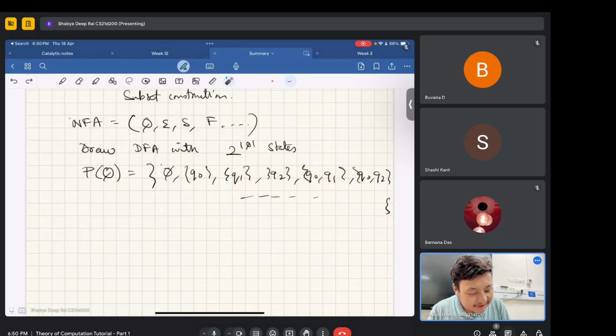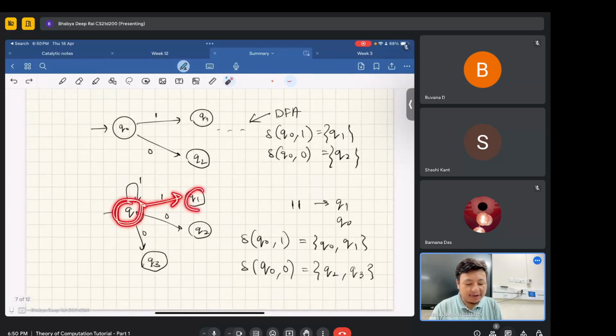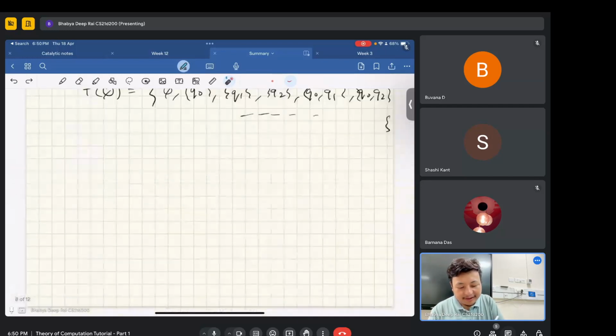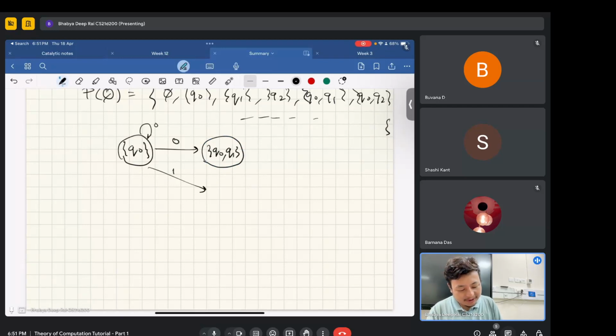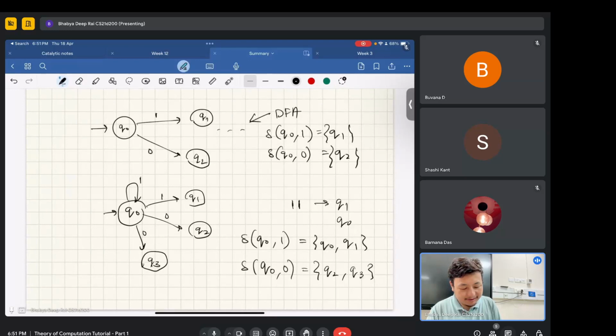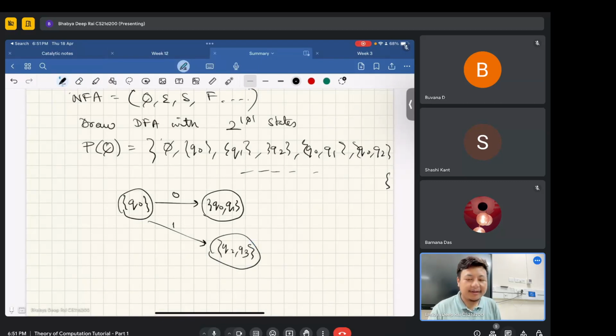Now this particular state represents that I'm moving to Q0 and Q1 at the same time. For example, here on seeing a 0, I'm moving to Q1 as well as to itself, right? So it will look something like this. On seeing a 0, Q0 can move to itself as well as Q1. And on seeing a 1, it is moving to Q2 as well as Q3. This is what it represents.